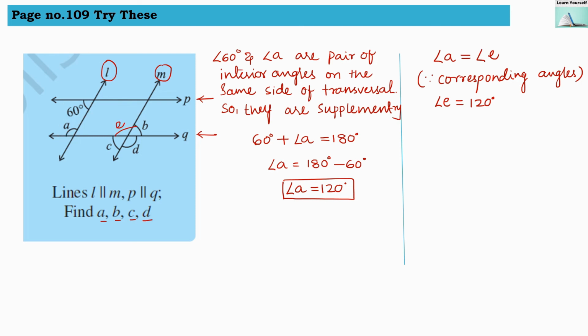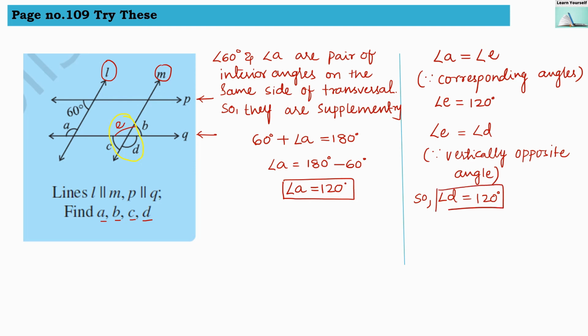Now angle E and angle D, they both are vertically opposite angles, so they are equal in measure. And so angle D has the same measure as angle E, that is 120 degree. So here we got another answer, that angle D equals 120 degree.